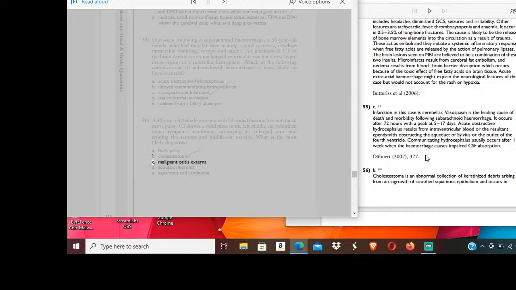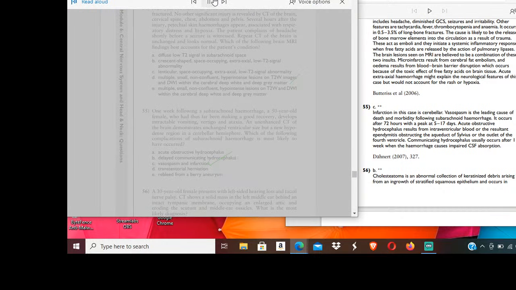A. Bell's palsy. B. Cholesteatoma. C. Malignant otitis externa. D. Acoustic neuroma. E. Squamous cell carcinoma. Module 6. Central nervous system and head and neck questions.